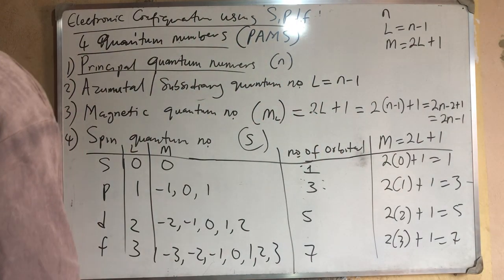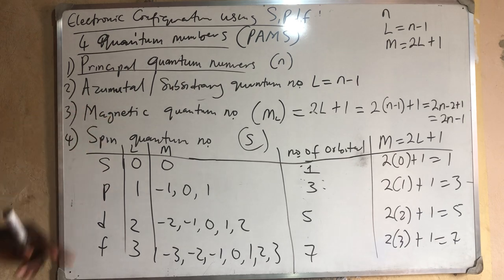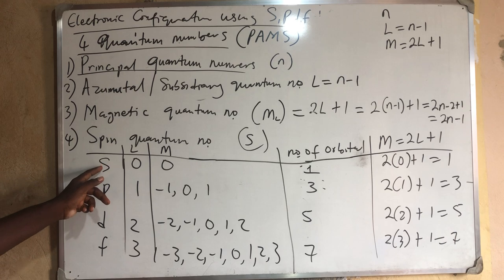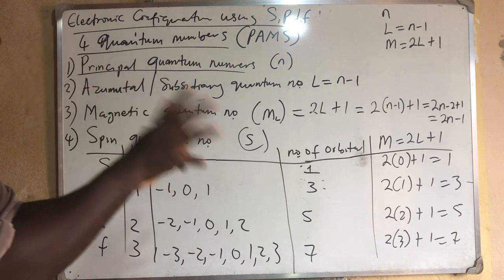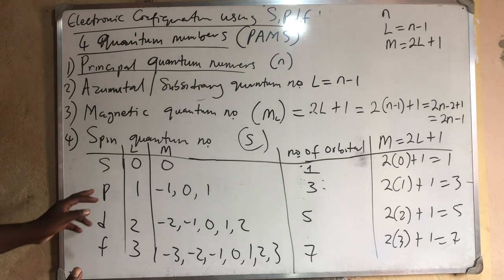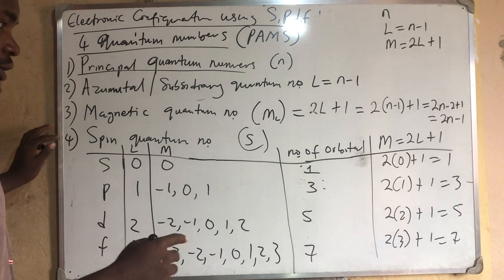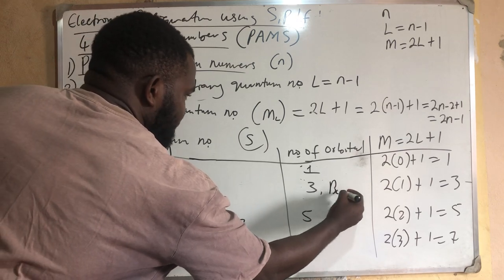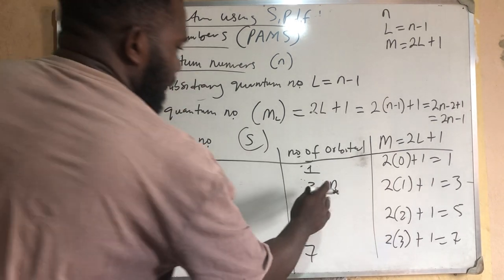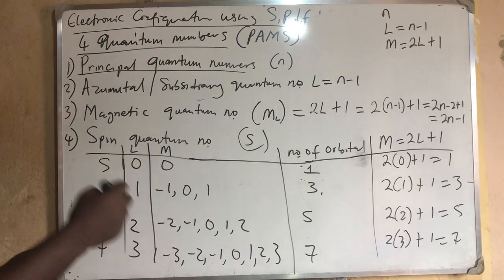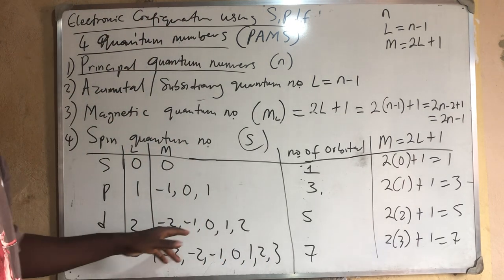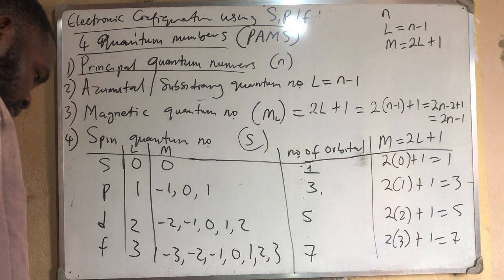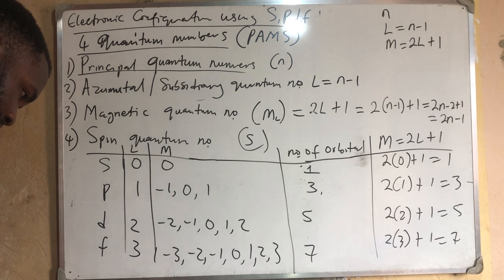Another thing the magnetic quantum number is telling us is that the S orbital has just one type of S orbital. Alright? Then the P orbital has three orbitals. Those three orbitals are the Px, the Py, and the Pz. Why does this one have 5? Why does the other one have 7? So, that is that.